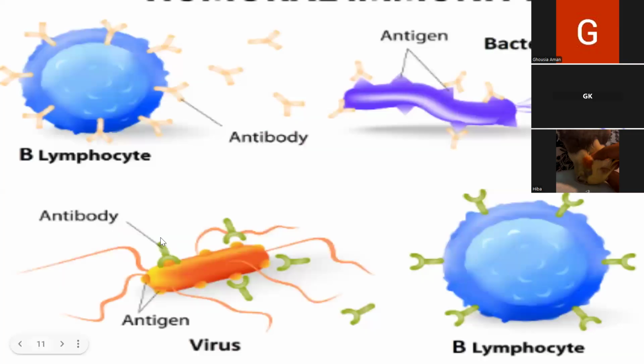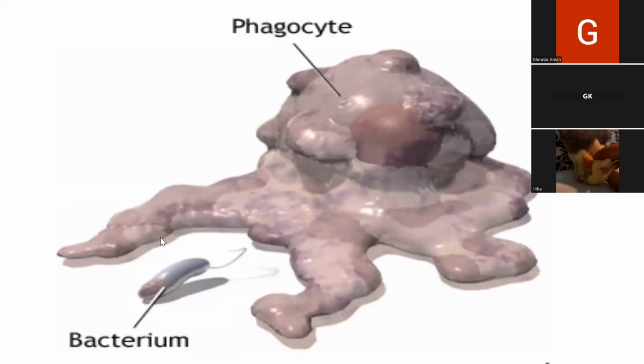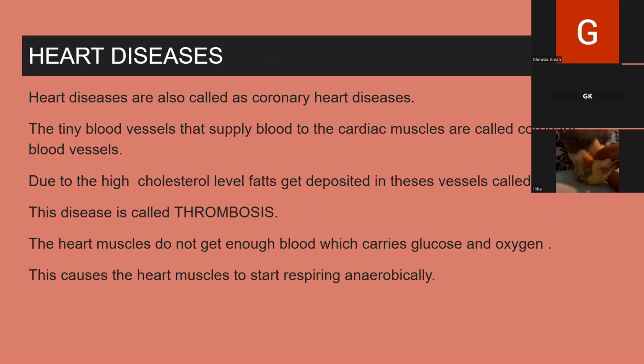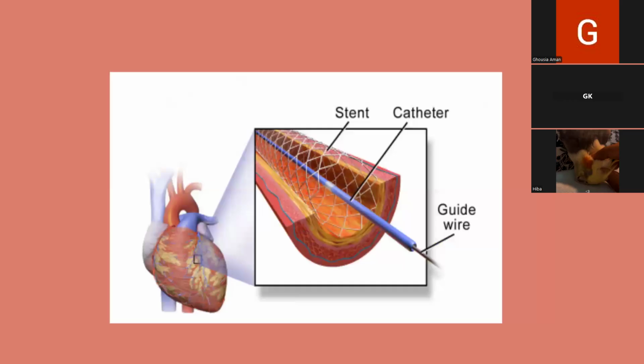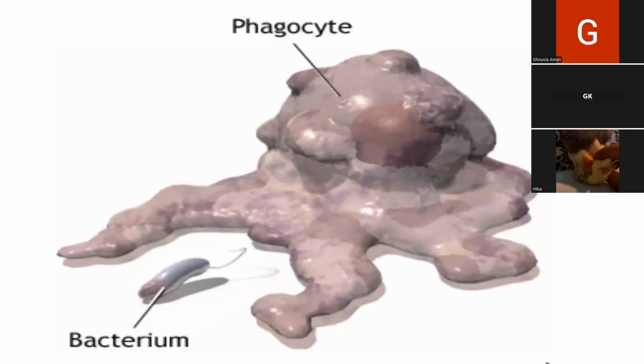So we have seen the function of the lymphocyte, and the function of the phagocyte. But it's not finished here. Let me tell you one more thing. This is the primary immune response. Now, there is another immune response, which is called secondary immunity.